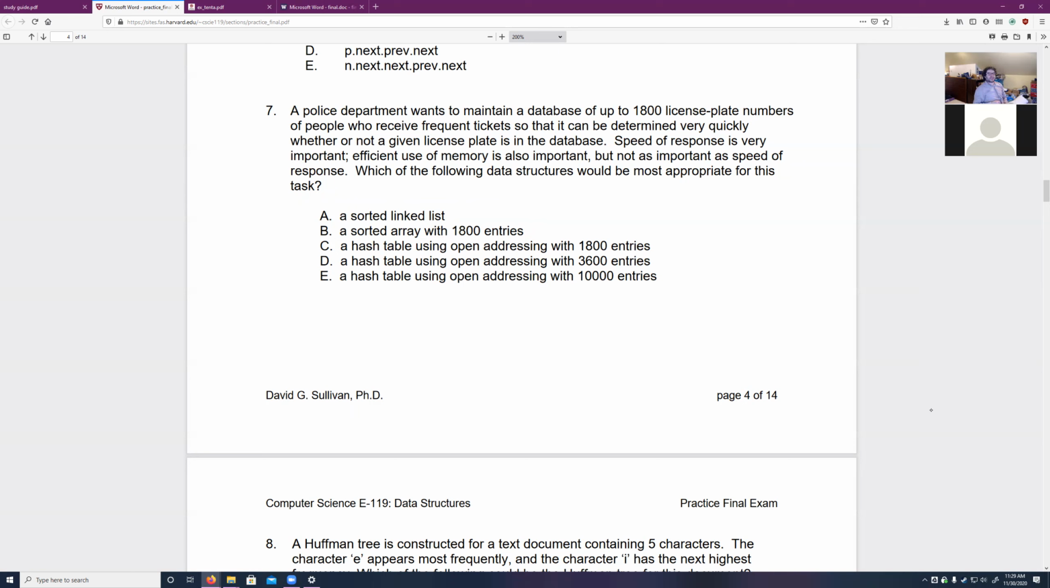Speaking of a sorted array with 1,800 entries, how long would that take to search? Given a number and a sorted array of numbers, how long does it take you to find your target? Not long. Specifically? Is it O of n? It would be log n. Log n using binary search, right? You want to use binary search in this case. Make sense?